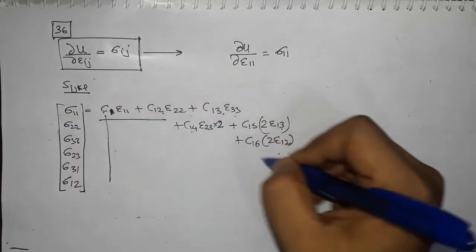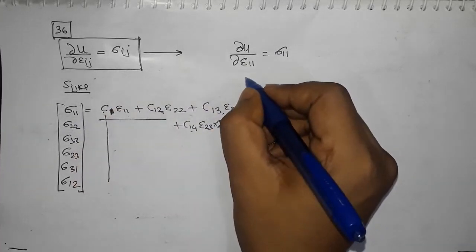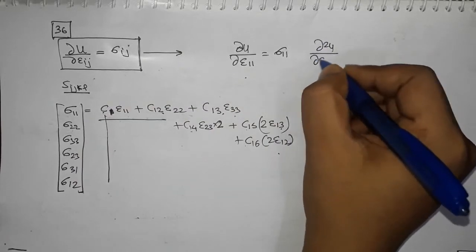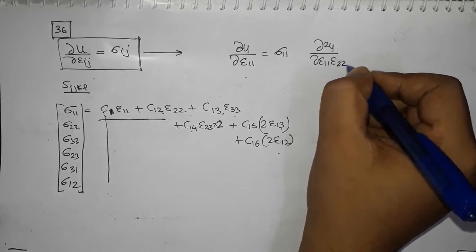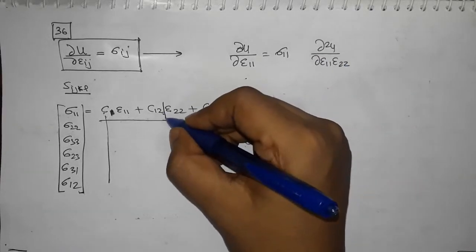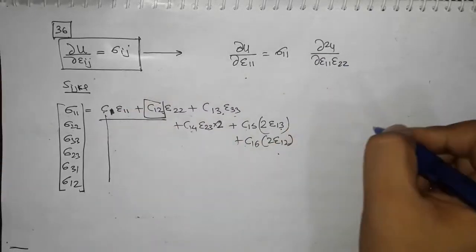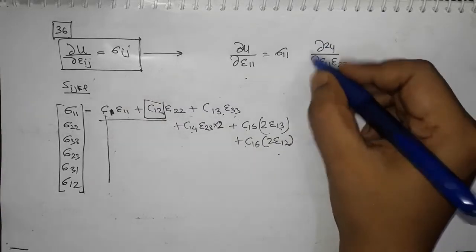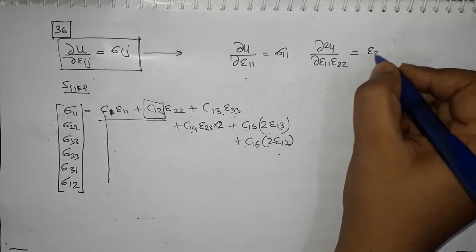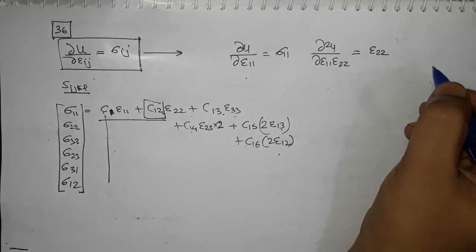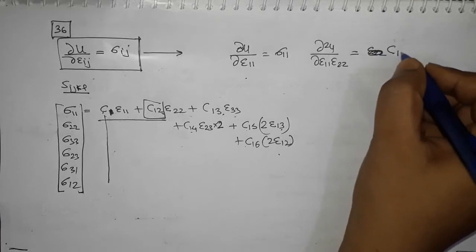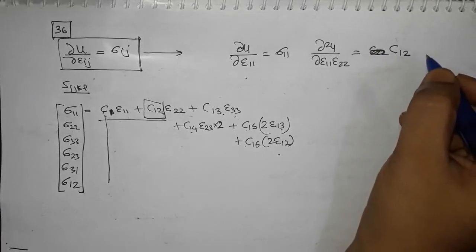And we have the expression for sigma 1 1. So what will happen if I do the double derivative of this with respect to epsilon 2 2? You will have only this term, all other terms will be 0, right? So this will be equal to, sorry, not epsilon 2 2, C12, right?